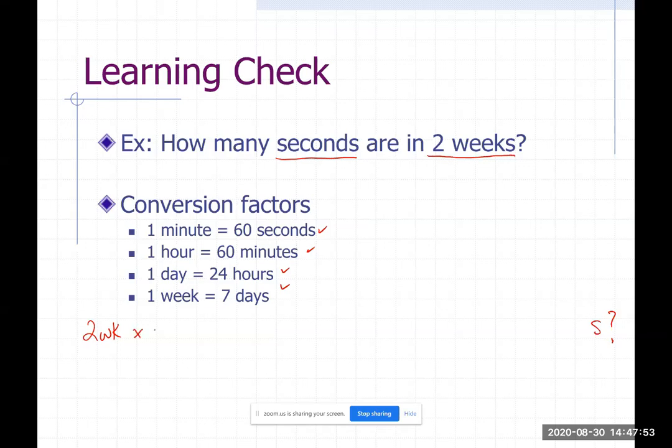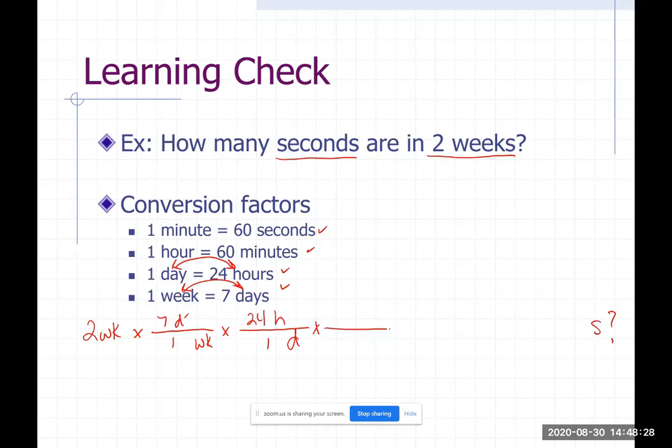We're going to start off with a conversion factor that puts weeks on the bottom so that we can cross-cancel them. And we see that we go from 1 week to 7 days. So we can use that as our first conversion factor. And now we want to get rid of days. Since it's on the top here, we're going to put it on the bottom in the next conversion factor. And we see that we have a conversion factor that goes from 1 day to 24 hours.